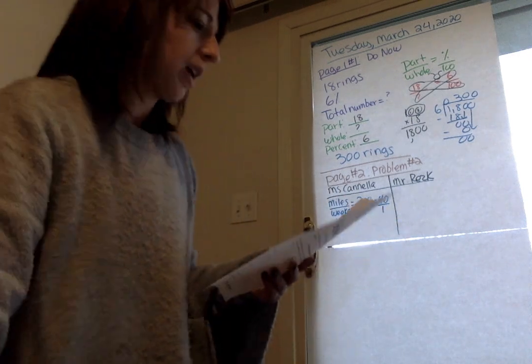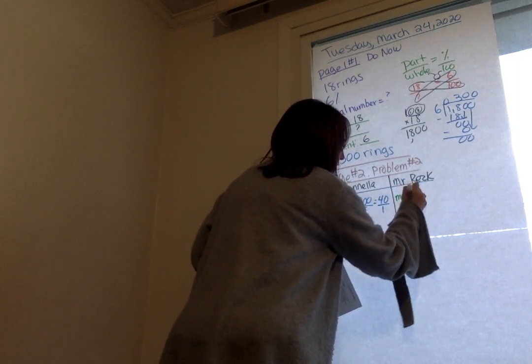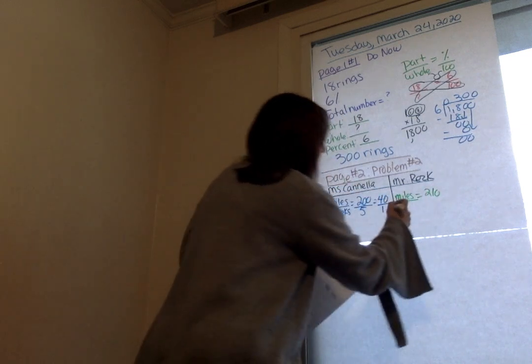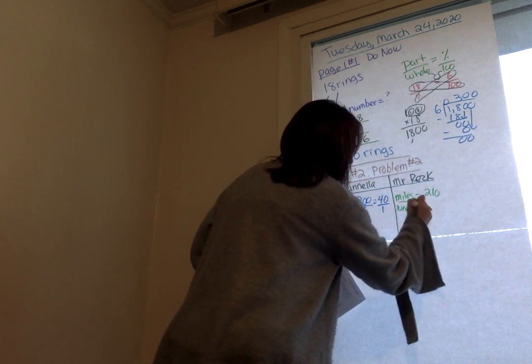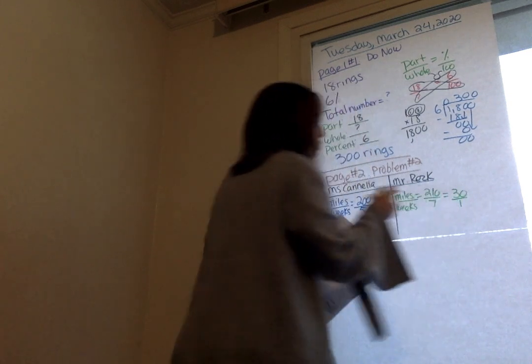Now let's look at Mr. Rez. Mr. Rez goes 210 miles, so I'm going to put miles. I'm going to write 210 over, how many weeks is that? That's 7 weeks, so weeks is 7. When I divide, it's 30 miles per 1 week.